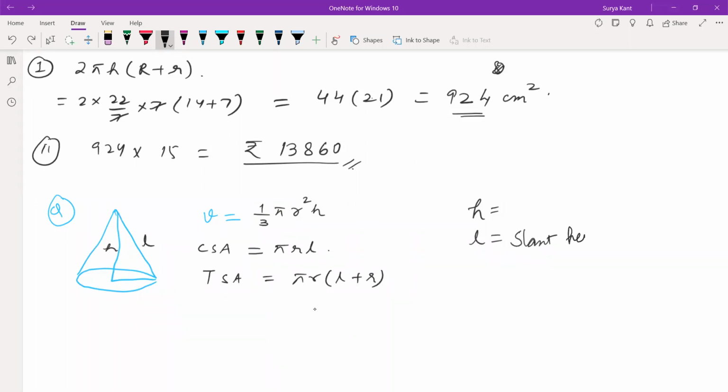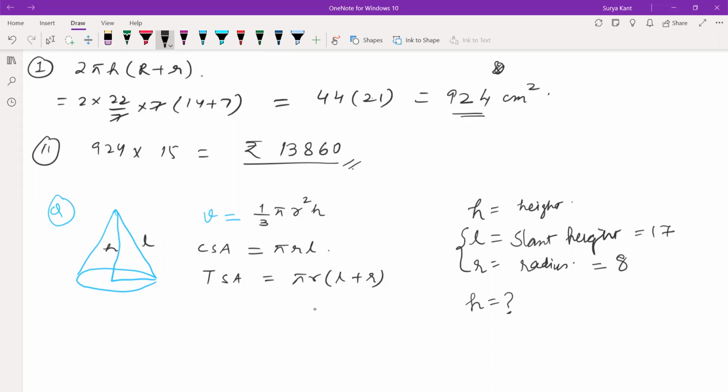And this one is your vertical height, or you can simply say height. And R is the radius of the base. Suppose L and R are given to us. Suppose L is given 17, R is given as 8. Okay. How to find H?